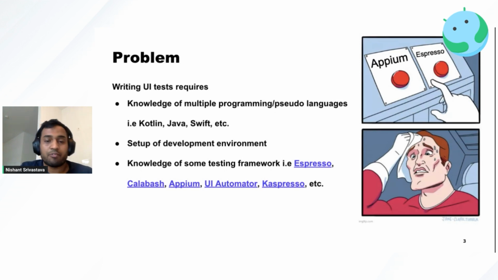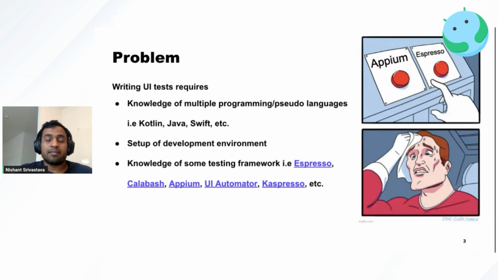So for example, if you have to set up your Android UI test, you have to have some sort of Android Studio setup, and then you need some knowledge of testing frameworks like Espresso, Calabash, Appium, UI Automator, Kaspresso. Same goes for iOS also.